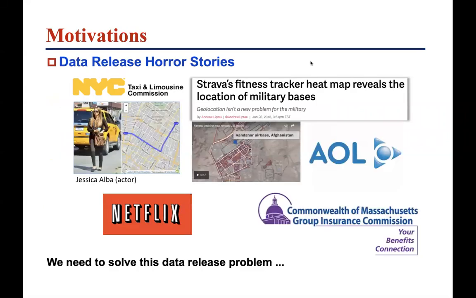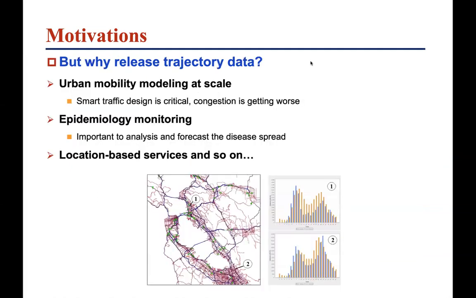In recent years, we have seen many horror news stories from data release. For example, attackers could use GPS data to track someone's house, working places, or even secret military bases. And even with some privacy-preserving techniques like anonymization, personal information can be easily revealed, which is a serious problem for anyone who wants to release a data set to the public.